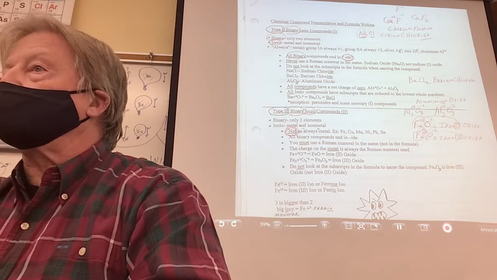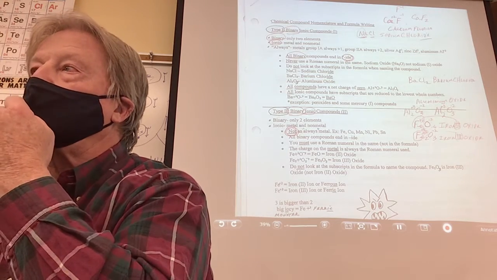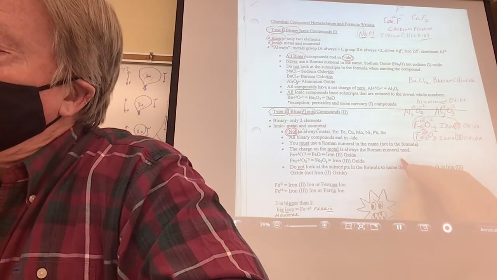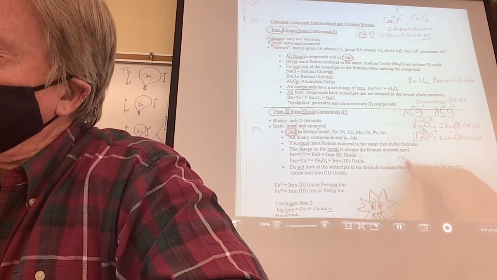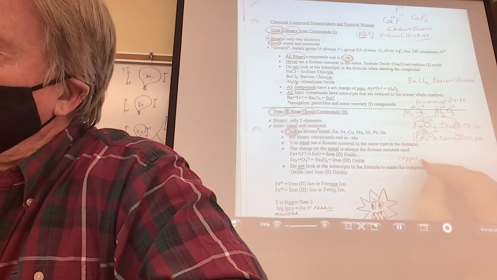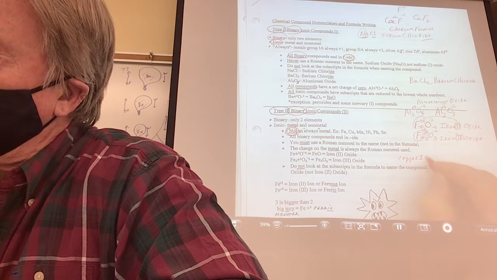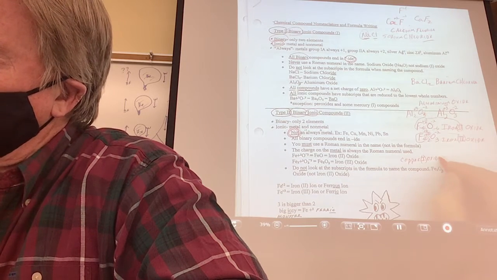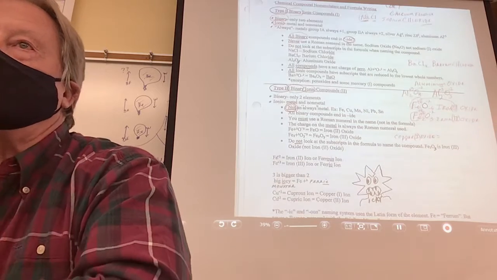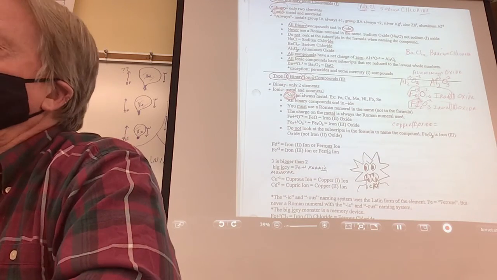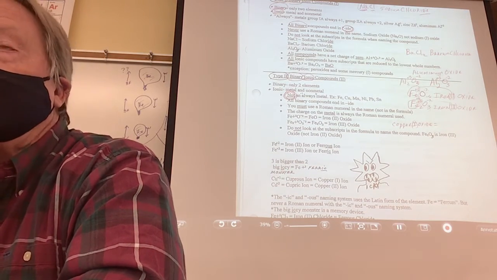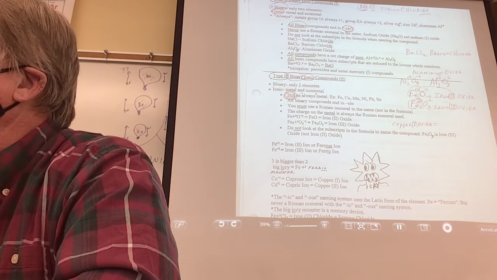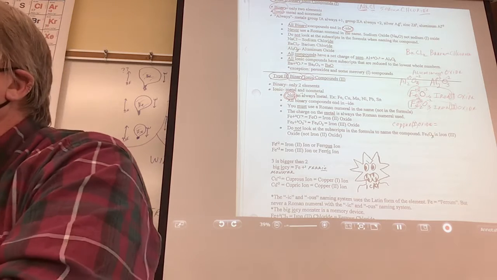Okay, let's reverse it. Let me give you the name and see if you can come up with a formula. Want to try that? Let's try it. Copper 1 oxide. All right, see if you can write the formula for that. And again, I know you guys forgot a certain amount. I don't think you forgot it. It's just that it's not coming back quickly. You get that? Now, can I tell you a little trick on this?